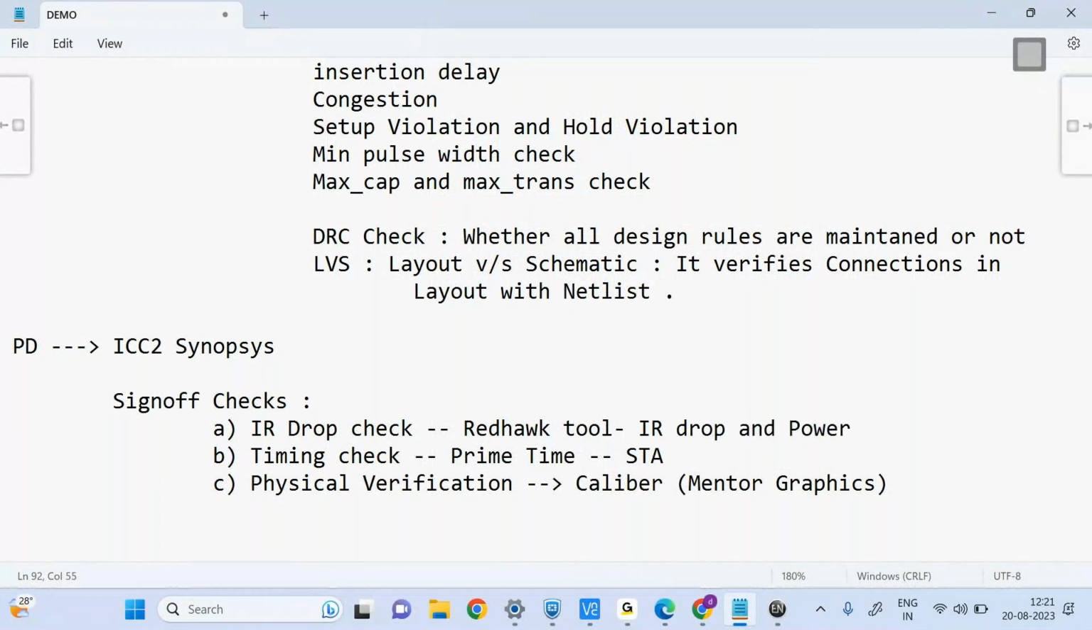So here this we will do. See, out of the sign-off checks, these checks we will do. We don't have the Redhawk tool, we don't have Caliber. We will do this. So timing sign-off we will do by using what? PrimeTime, right? And StarRC. StarRC is used for spef extraction. So we'll do it by using StarRC.